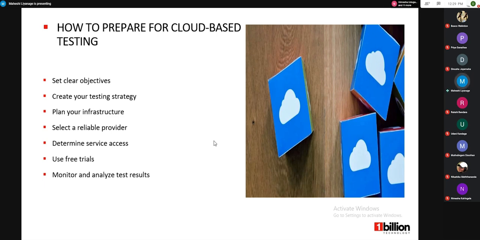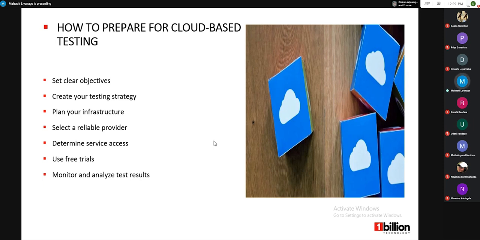And then we have plan your infrastructure. So before moving, you have to make sure these services will provide you the required testing tools and software, hardware, and bandwidth. And also you have to determine how long you will need this test environment from these configurations, whether any change will happen. You have to be careful on those things.